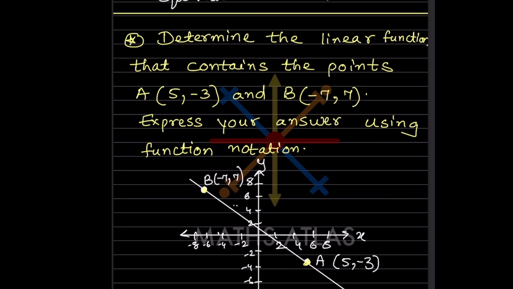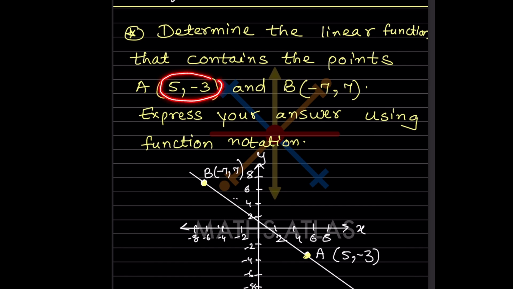So now with the help of the graph, let us plot this first. (5, -3) means 5 is going to be somewhere here, and here will be -3. So this is the point A, and B is (-7, 7). Here -7 is going to be in between -6 and -8. So the point is going to be here, and positive 7 means it is going to be here. So this is B (-7, 7), and then you are going to join the line.